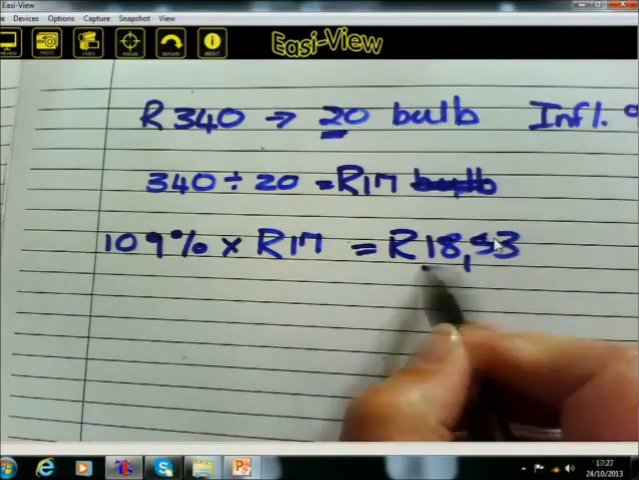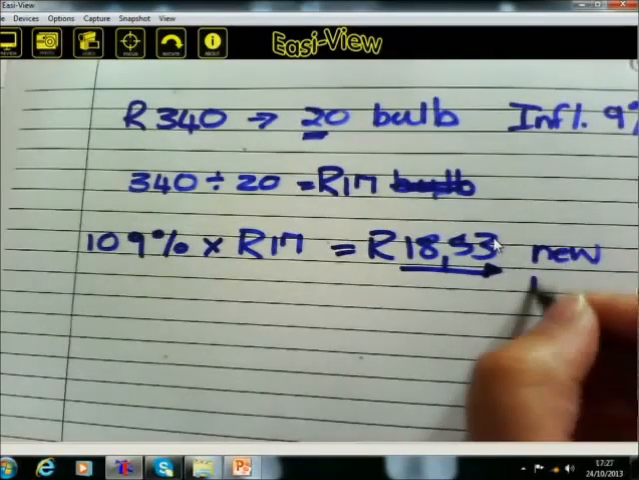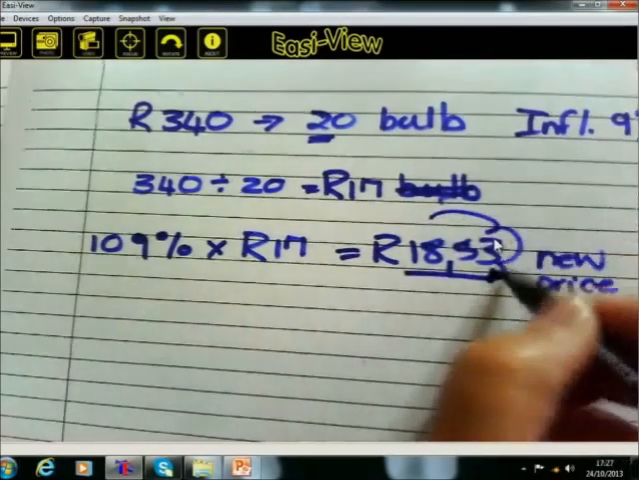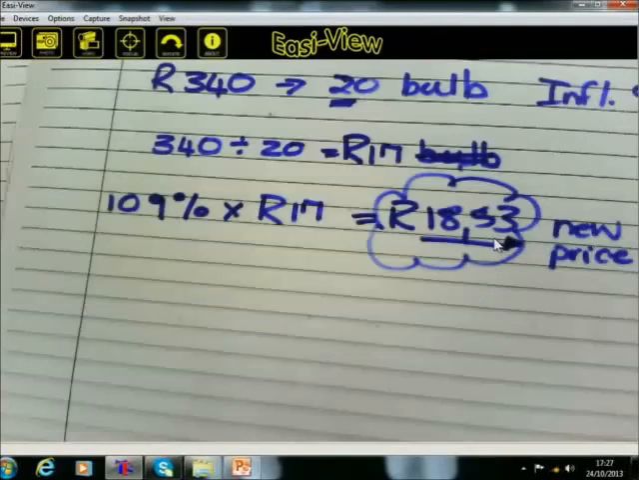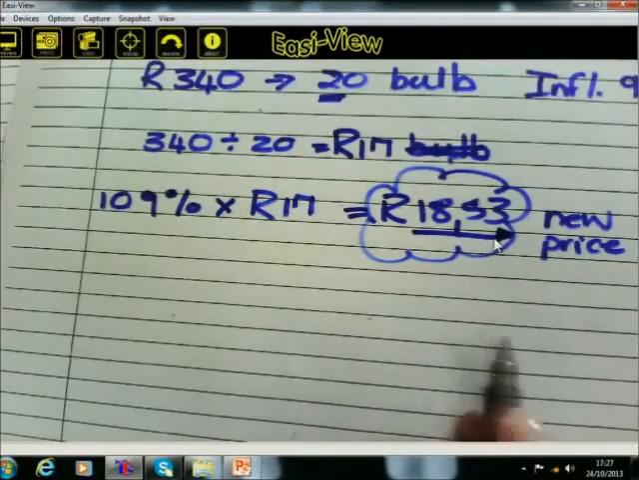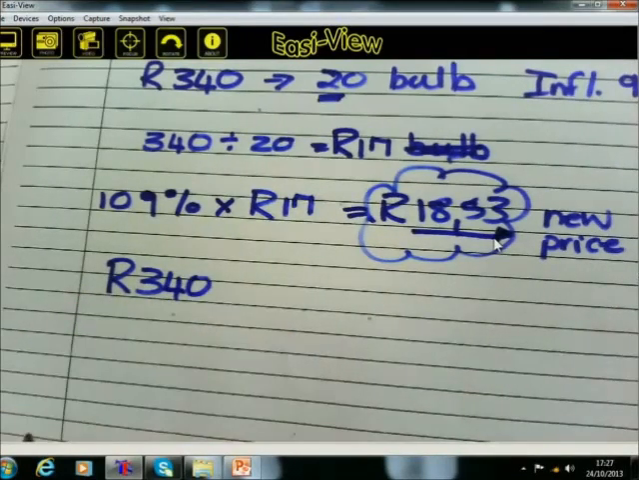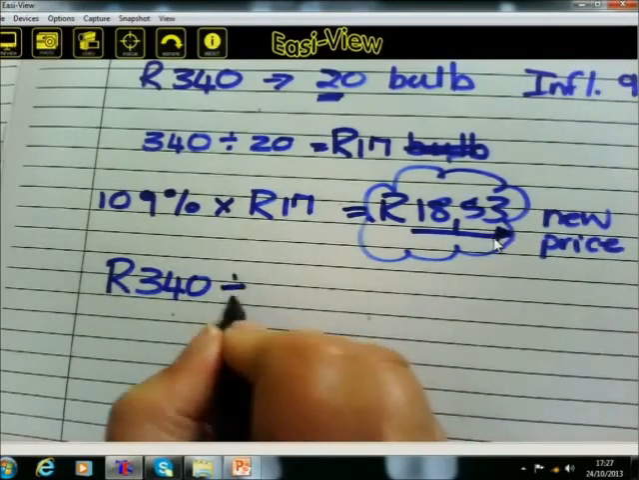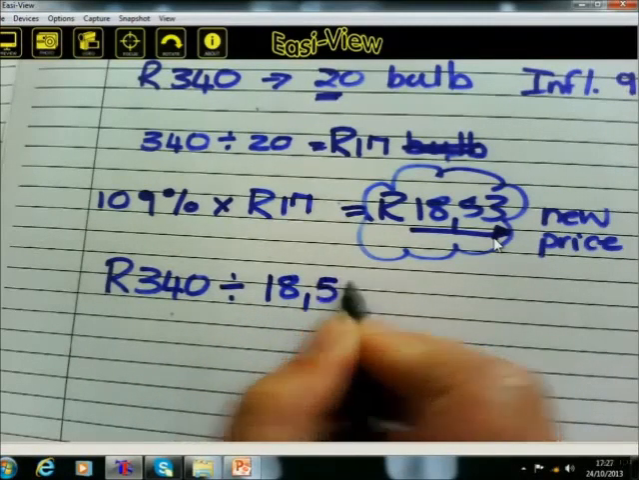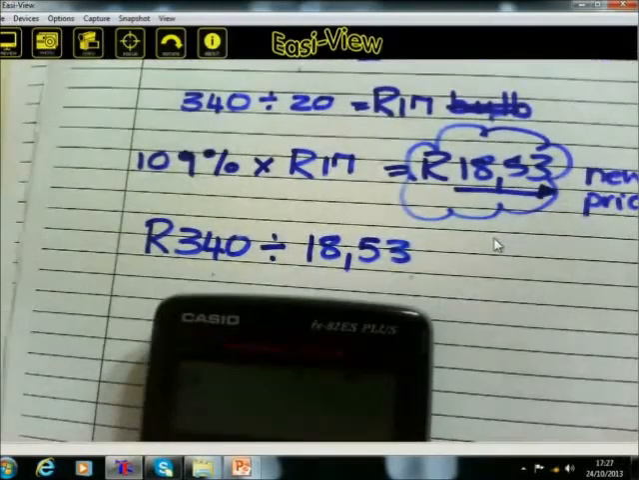Remember now, this is the new price. I'm going to write it here: the new price with the inflation. So I'm going to draw a big balloon around it so that you can see it is the inflated price. So now the question said, I still only have 340 Rand. Now it says, how many bulbs can I buy in a year's time? So I have to divide by the new price with the inflation.